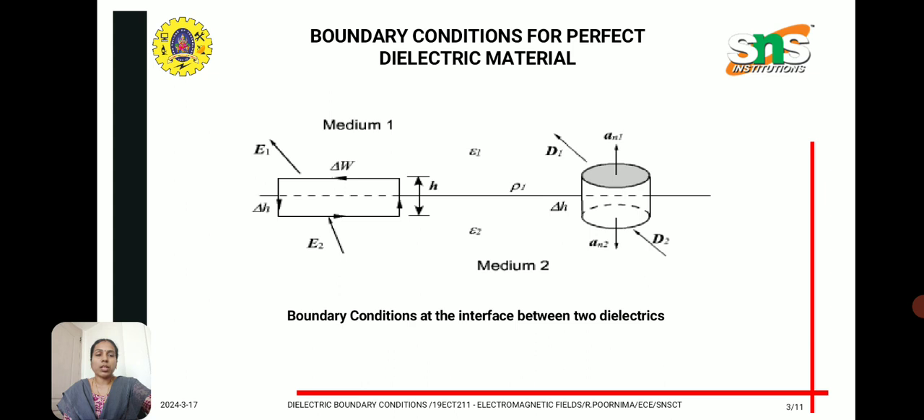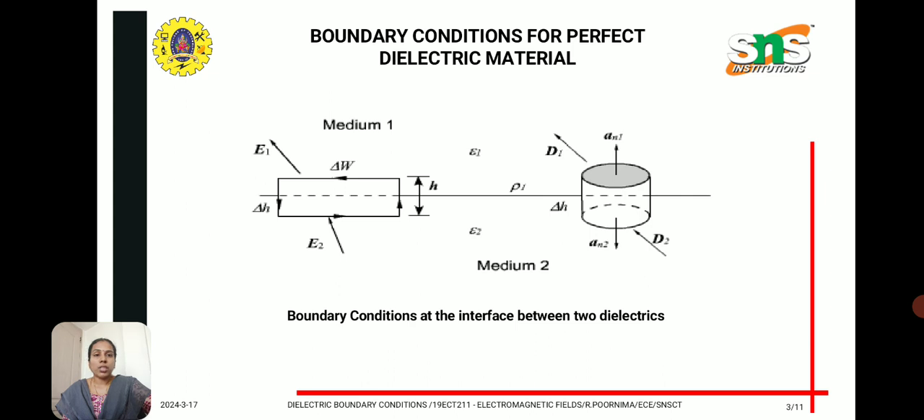It may be a dielectric or conductor, or free space. In this case, we take two perfect dielectric materials, medium 1 and medium 2, with different permittivities. Medium 1 has permittivity epsilon 1 and medium 2 has permittivity epsilon 2. There are two different media, it may be glass or plastic, like this. In medium 1 we consider the field as E1 and in medium 2 it is E2, and the field entering the medium can undergo some refraction.